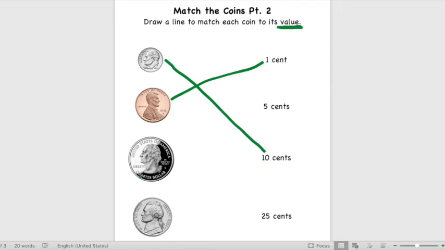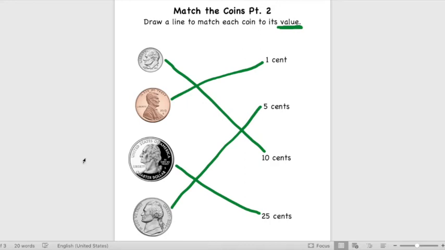What about this next one? This one is a quarter. A quarter is worth the most. Of these 4 coins, a quarter is worth the most. How much is a quarter worth? 25 cents. A quarter is worth 25 cents. And last but not least, we have a nickel. How much is a nickel worth? A nickel is worth 5 cents. Can you say that? A nickel is worth 5 cents.